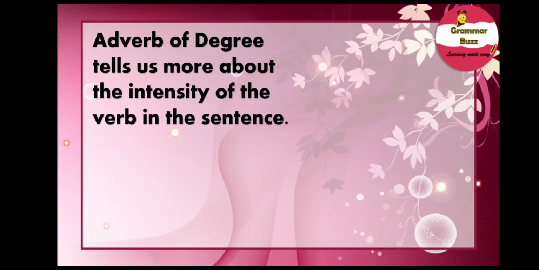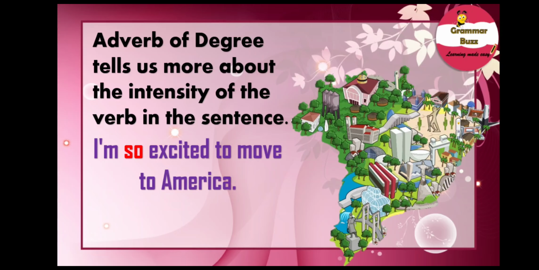Well, what about this example? It says, I am so excited to move to America. So, what do you think? Which is the adverb in this sentence? It is, yes, you're right, it is so. The adverb so tells us more about the intensity of the verb. So, in this sentence, so is an adverb of degree.